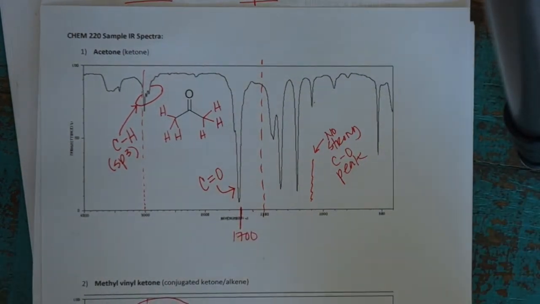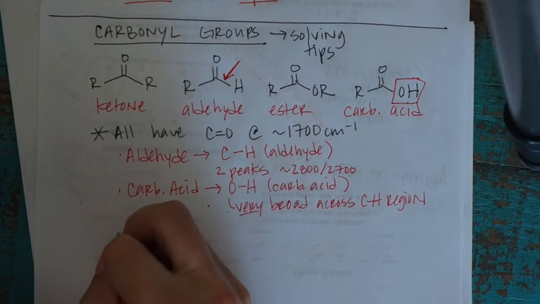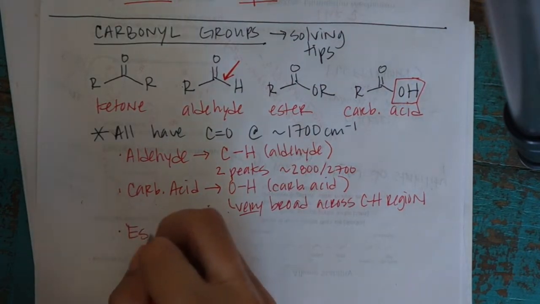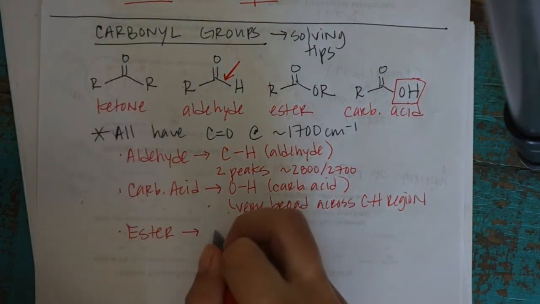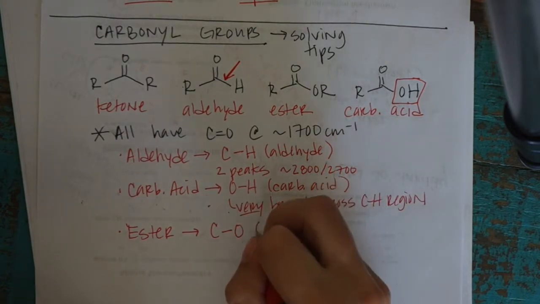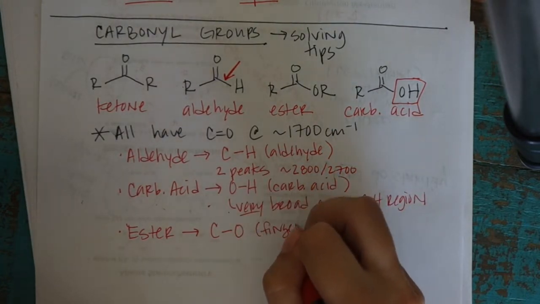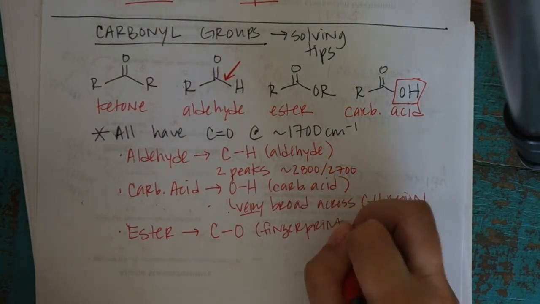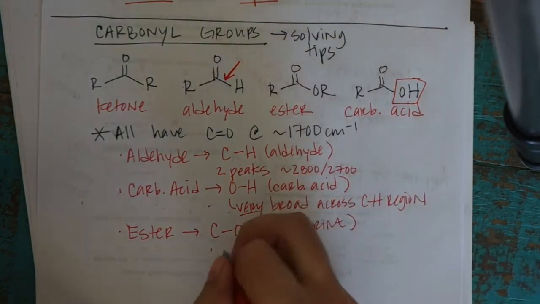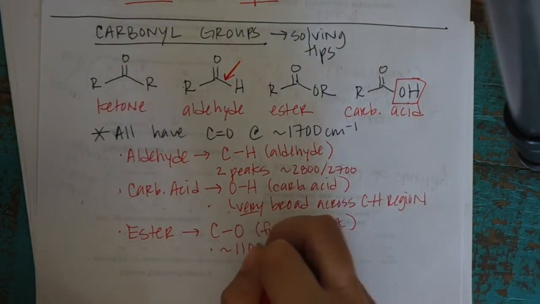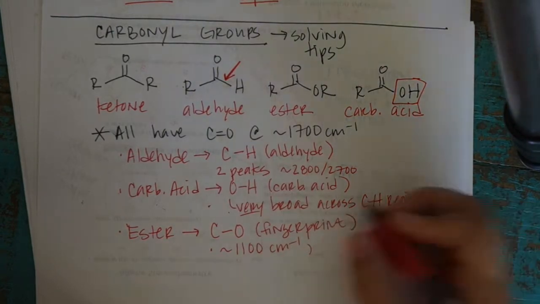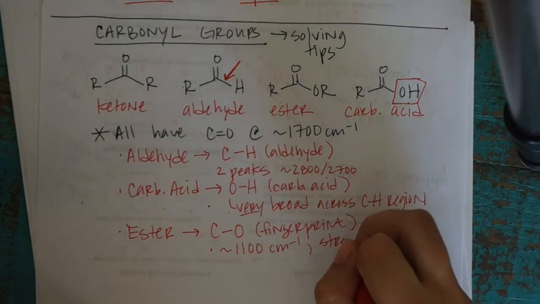Okay, so I'm going to put that in the notes. So an ester, you might have a CO single bond in the fingerprint region, and that's going to be roughly around 1100, and it's going to be strong and sharp.